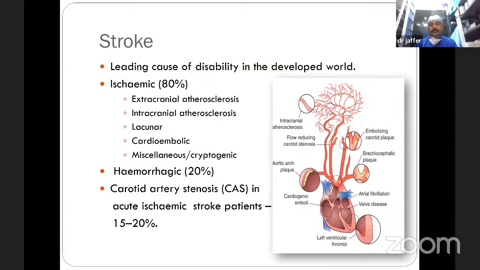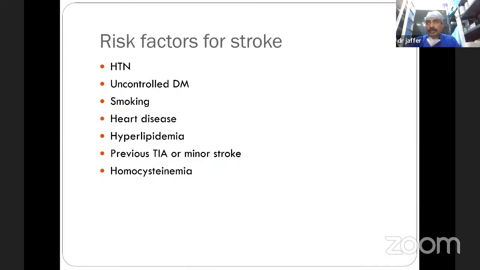Coming to carotid artery stenosis, it comes under extracranial atherosclerosis and it contributes to about 15 to 20% of acute ischemic stroke. So what are the risk factors for stroke? The risk factors for stroke as well as for atherosclerosis of the carotid artery are almost the same. They are hypertension, uncontrolled diabetes, smoking, heart disease, hyperlipidemia, any previous TIA or minor stroke, and homocysteinemia.